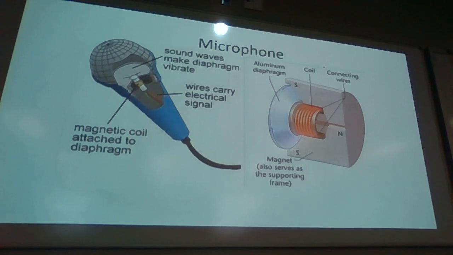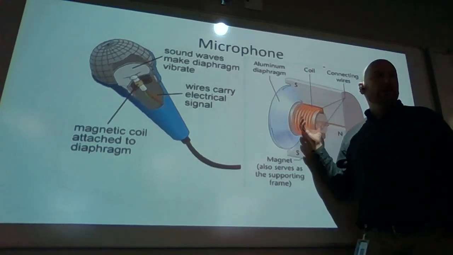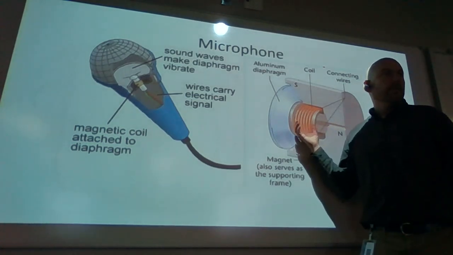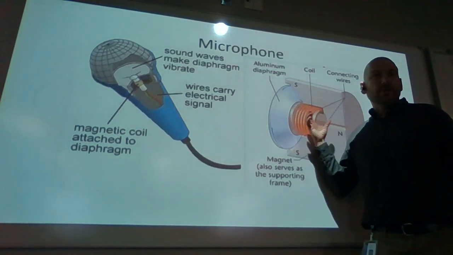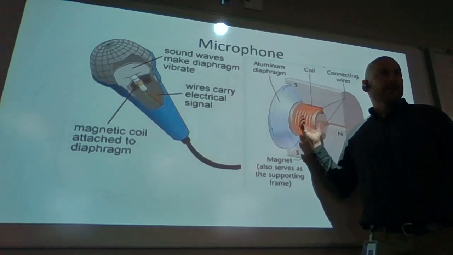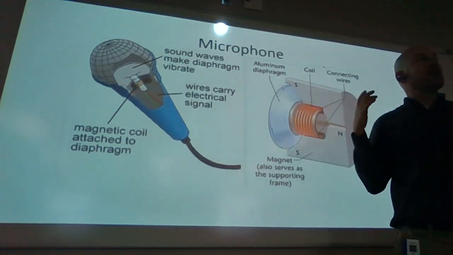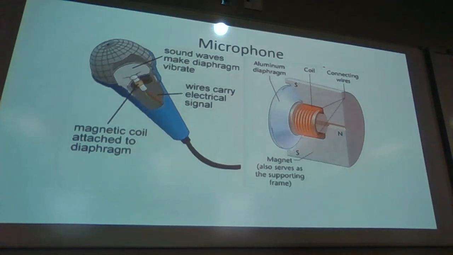Current is induced if it's hooked up to a complete circuit. Okay? So this is creating an alternating current going back and forth. Does that make sense? So what we're doing is we're encoding our sound waves into an electrical signal, alternating current.